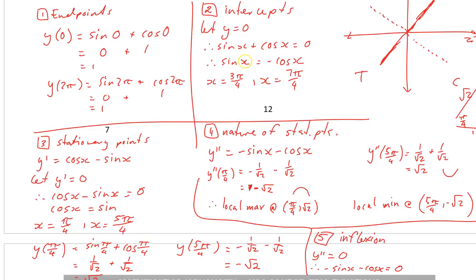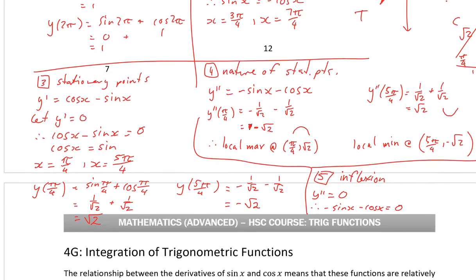Y equals 0. Sine x plus cos x equals 0 are these ones here. So my points of inflection are the same as my x-intercepts. And look, that's pretty typical on sine and cos curves.